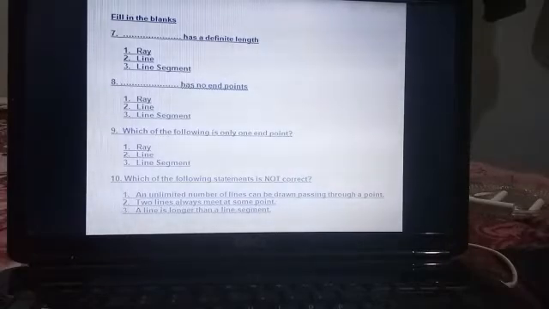In the eighth question, dash dash has no endpoint. A line segment has two endpoints, a ray has one endpoint, which means this is the line having no endpoints. In question number 9, you can find out the right answer. You can find out the right answer of question number 10 as well.